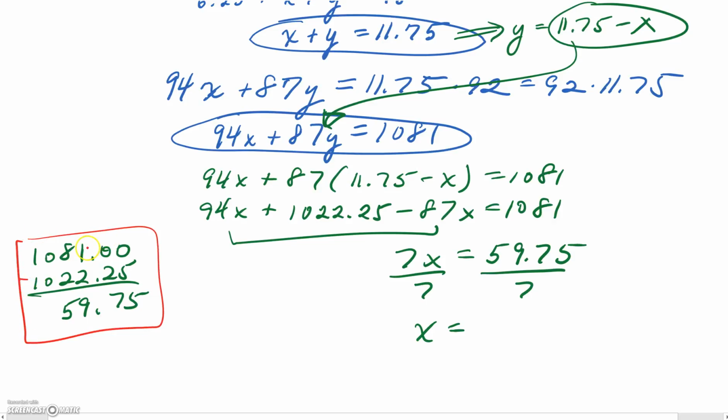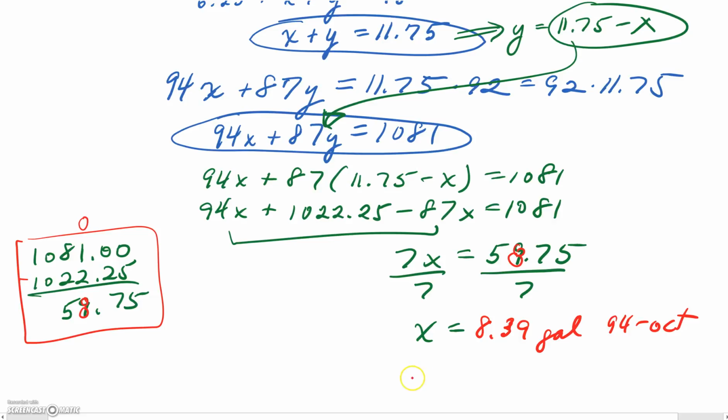I didn't borrow this guy over here to get to 75. So that means I really had a 0 here. A 10 minus 2, that's an 8. That should have been 58.75. And that gives us 8.39 gallons for x. And that's the amount of 94 octane gas we need to buy.